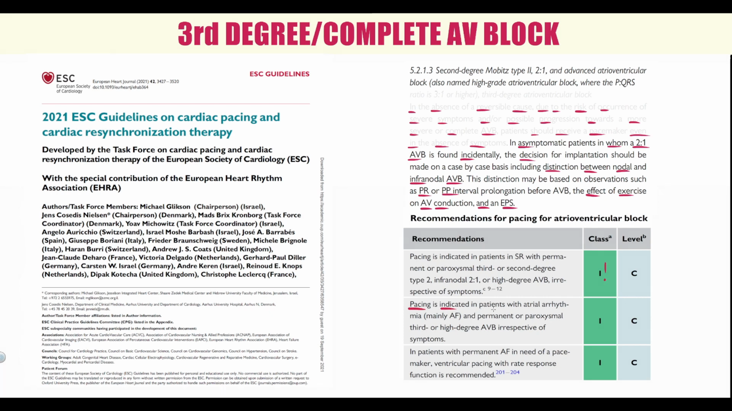Pacing is also indicated for patients with Frederick syndrome. In this case, ventricular pacing is more suitable.